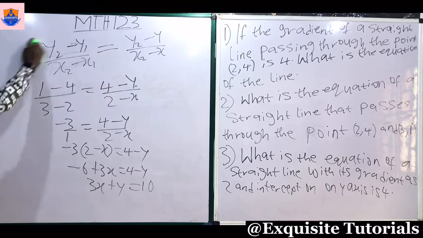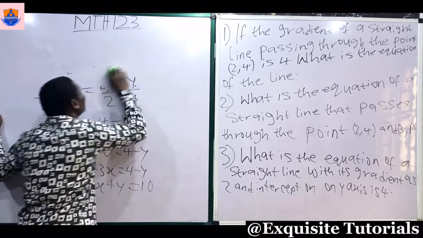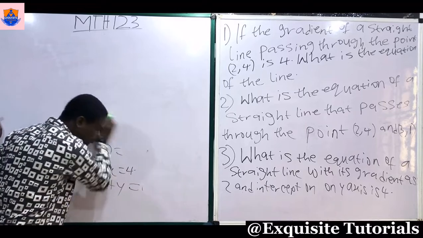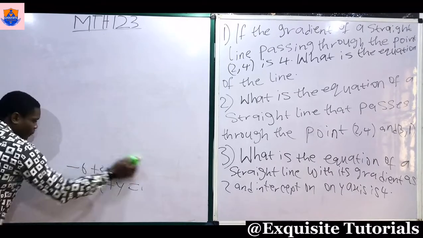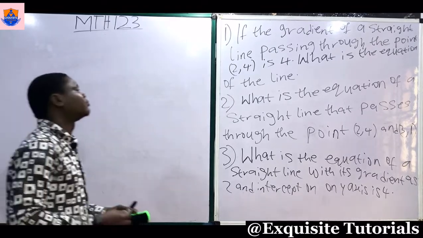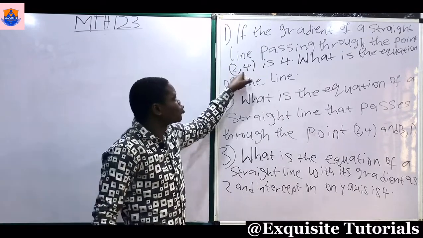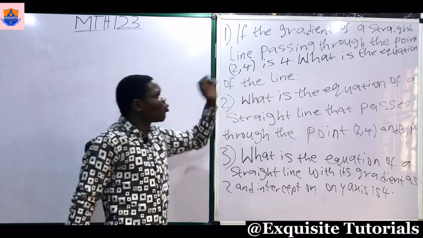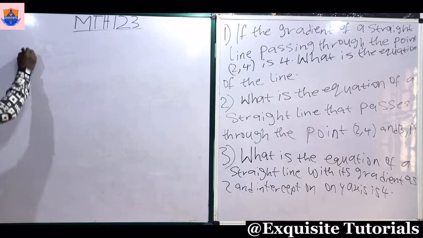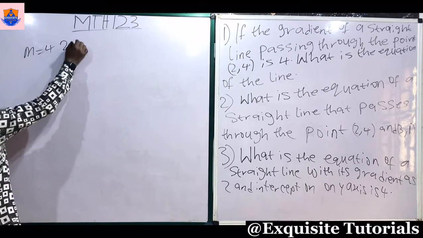Let's do the last question for this video. Then in our next video, we'll talk about parallel lines, perpendicular lines, and lines meeting at an angle. If the gradient of a straight line passing through the point 2, 4 is 4, what is the equation of the line? They gave us the gradient of a straight line and they said the gradient is 4, and this straight line is passing through the point 2, 4.